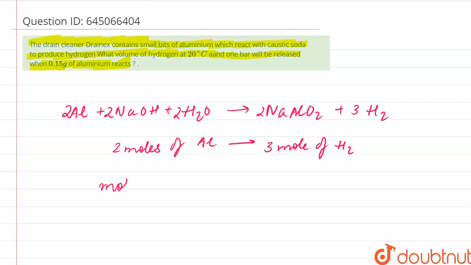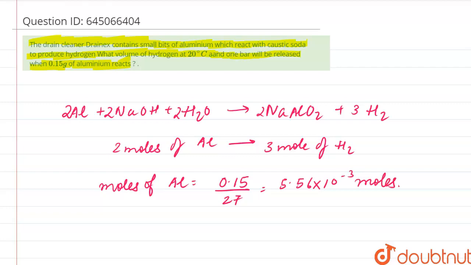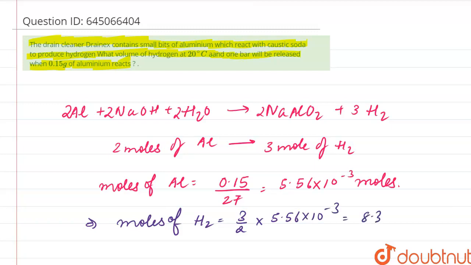Hence, we can also find out the moles of aluminium, which is basically the given weight upon the atomic mass. It is 0.15 upon 27, which comes out to be 5.56 into 10 raised to power minus 3 moles. And hence, from this, we can say that moles of H2 will be 3 by 2 into 5.56 into 10 raised to power minus 3, which is equal to 8.33 into 10 raised to the power minus 3.